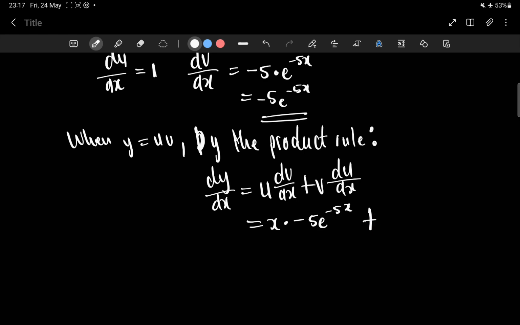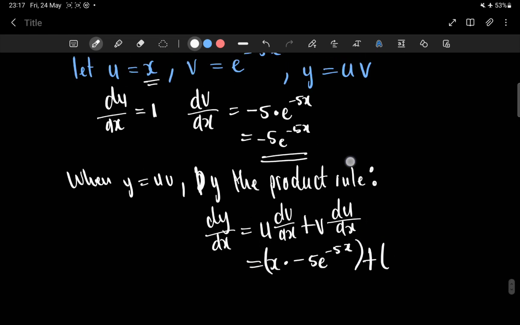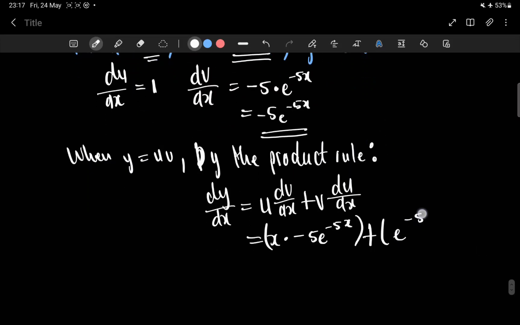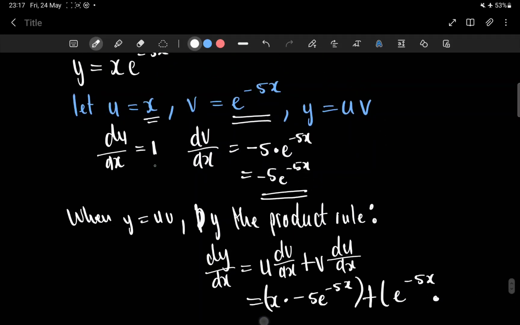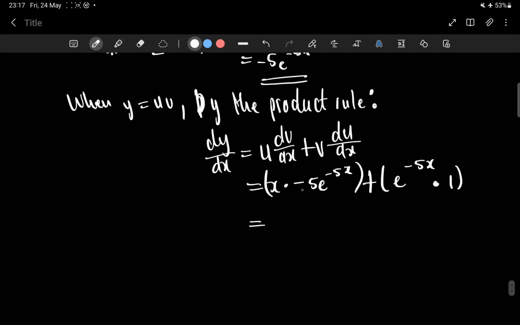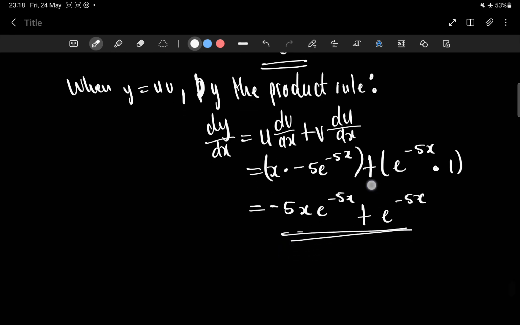Then plus, you multiply these two, then plus v, what is my v? E to the negative 5x, so e to the negative 5x times du dx. What is du dx? It is 1, so times 1. So it is going to be minus 5 times x, minus 5 comes in front, it will be minus 5x, then e to the minus 5x. Plus in here, it will be 1 times this, it will be just e to the minus 5x. And this becomes your solution.